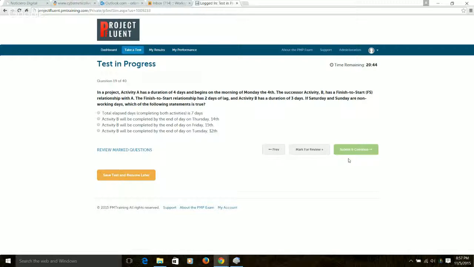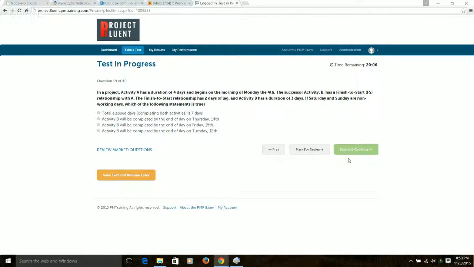Okay, in a project, activity A has a duration of 4 days and begins on the morning of Monday the 4th. The successor activity B has a finish to start relationship with A. The finish to start relationship has 2 days of lag, and activity B has a duration of 3 days. If Saturday and Sunday are non-working days, which of the following statements is true?